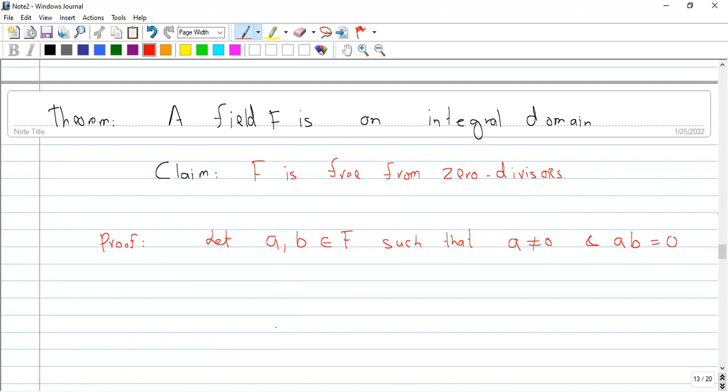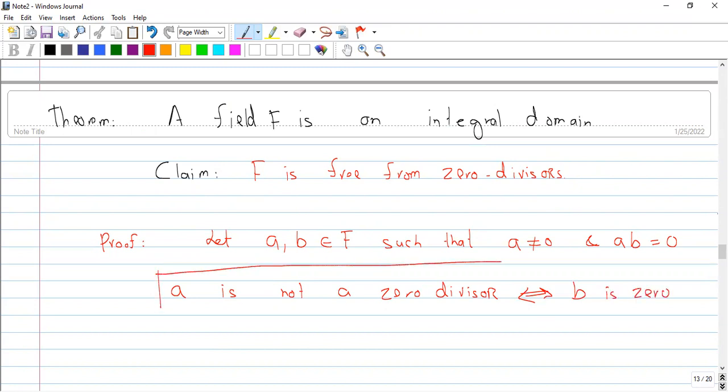So now what will my claim be here? Well, that will be the conclusion. Now if I want to show that A is not a zero divisor, what do I need to show? It is equivalent to show that if A is nonzero, then B is 0. So this is what I need to show, and it is very easy.